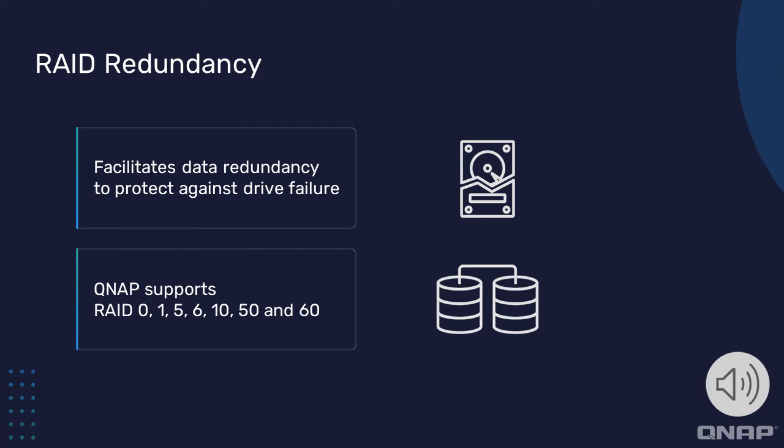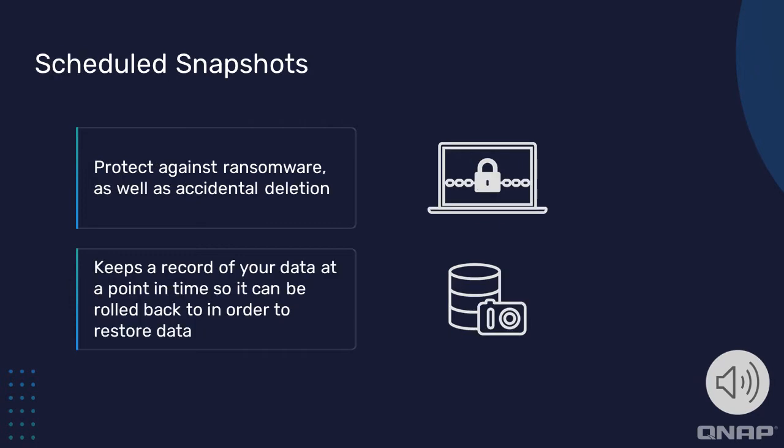RAID 60, similar to the previous 2 mentioned, stripes multiple RAID 6 arrays in a RAID 0, so any 2 drives can be lost from each RAID 6 array. RAID 60 requires a minimum of 8 drive bays. You can also schedule snapshots to protect against ransomware and accidental deletion.